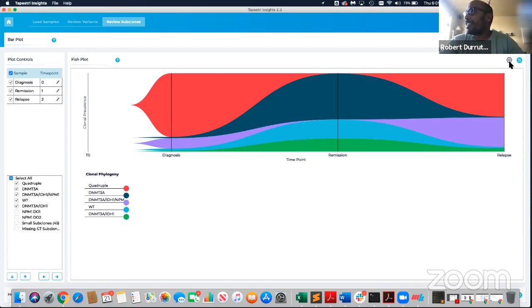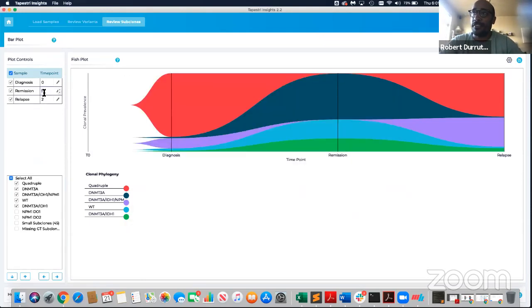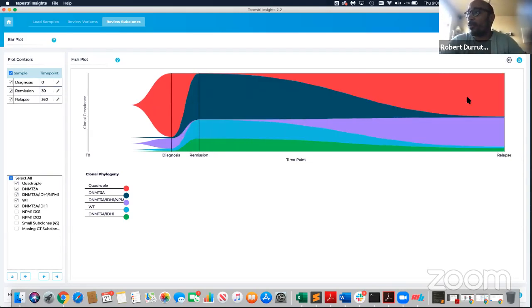One friendly reminder: if you want to customize that, you can do so by changing the colors here. If you have time points, let's say 30, a month after diagnosis, you have a remission time point, you can say 30, and maybe a year after that you then have the relapse sample. So that's, let's say, 360 days. That just tells you a little bit more accurately when those samples were collected.